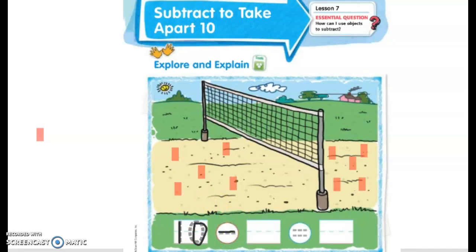Then it says that 4 players leave. So we're going to cross out 4 of our players. 1, 2, 3, 4. 10 minus, or take away, 4. Trace our equal sign. Now, how many are still playing? Let's go back up and count those players that are still there. 1, 2, 3, 4, 5, and 6. 10 minus 4 equals 6.